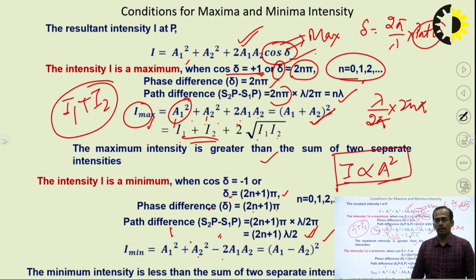So this is all about the calculation of path difference, phase difference, intensity, and how you will calculate maximum and minimum intensity. With the help of this lecture you can easily calculate all these things. Thank you.